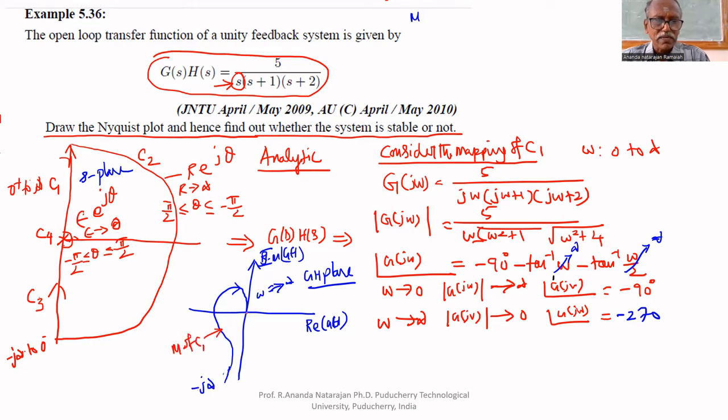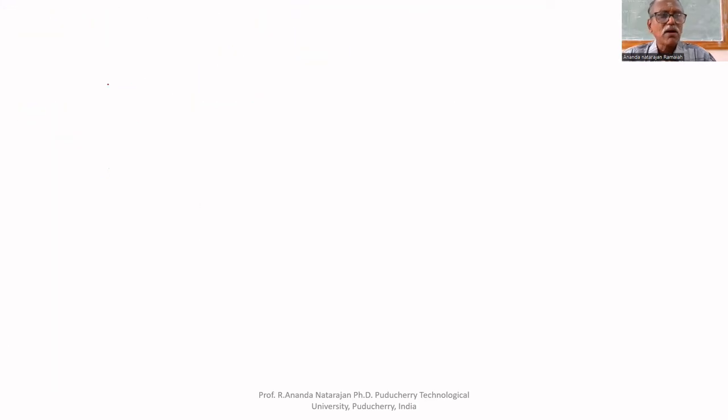It will be a mirror image, which goes to j infinity. Now we have to do the mapping for C4. Mapping of C4.